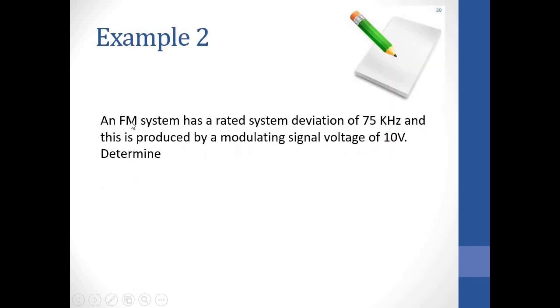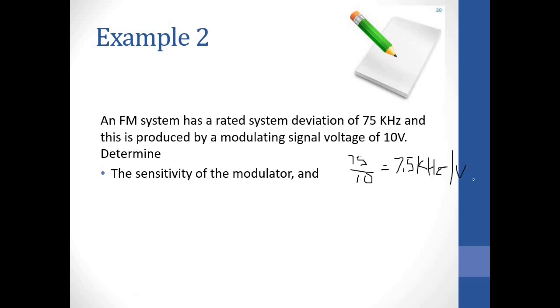So here we've got an example. An FM system has a rated system deviation of 75 kilohertz, and this is produced by a modulating signal of 10 volts. Determine the sensitivity. The sensitivity is just 75 kilohertz divided by 10, to give you 7.5 kilohertz per volt.